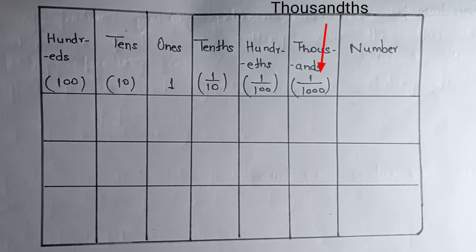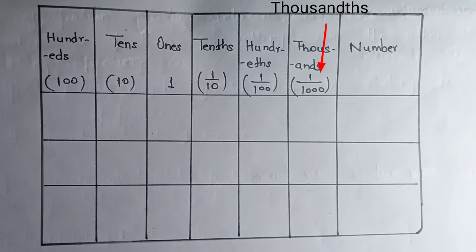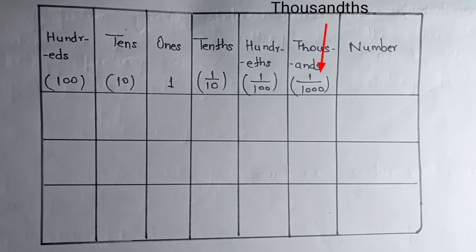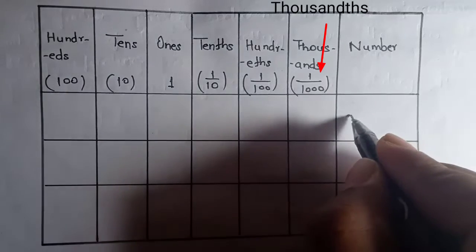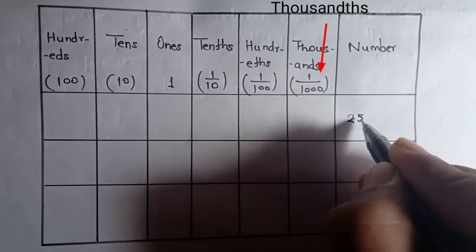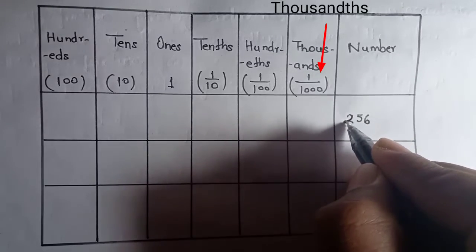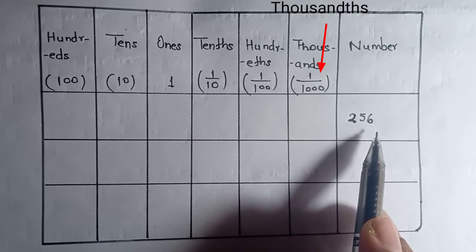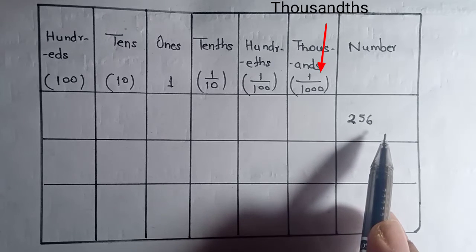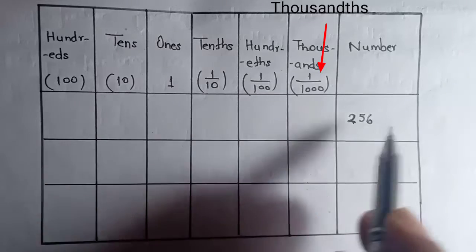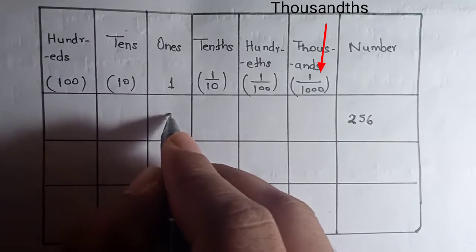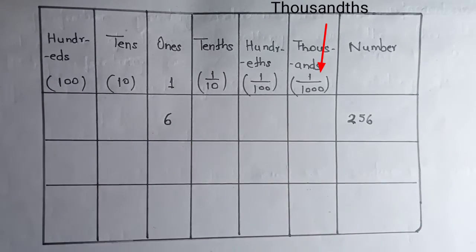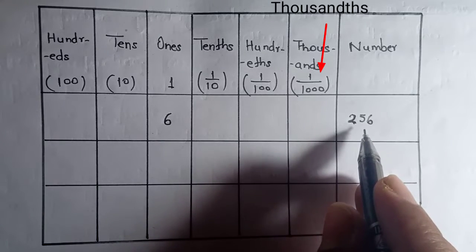Jai Hind students, you have a table now on your screen, and this is to represent place value of a decimal number. We know if there is a number 256, the first number from the right side is the number which is placed on ones place. So you can write here 6 is the number at ones.